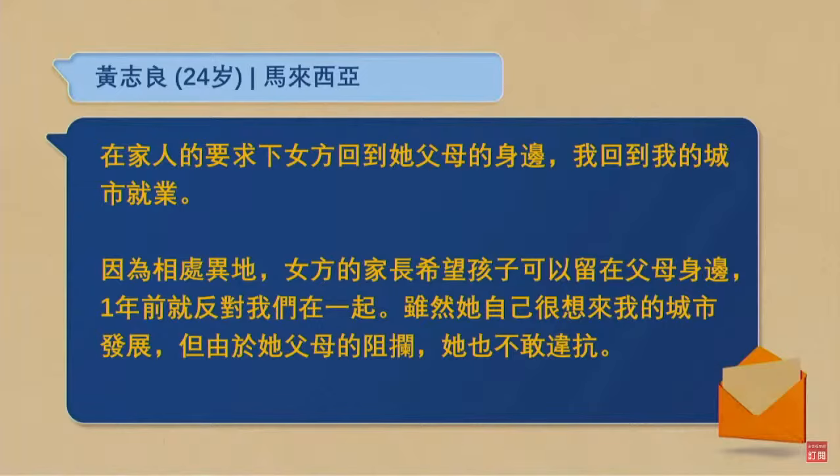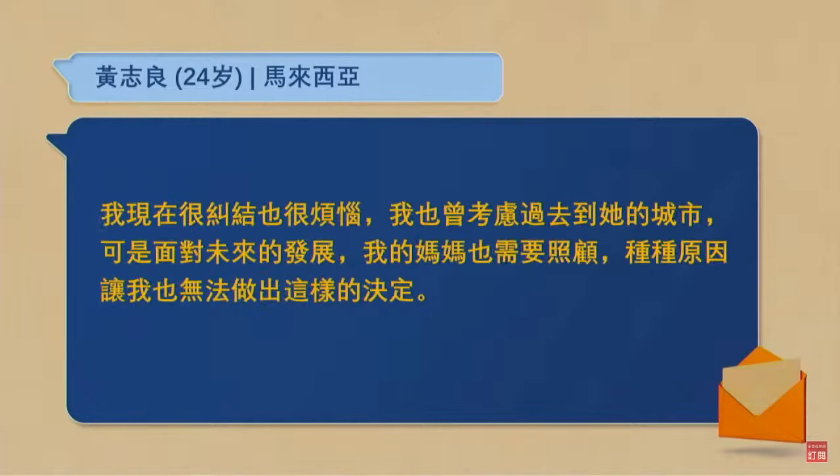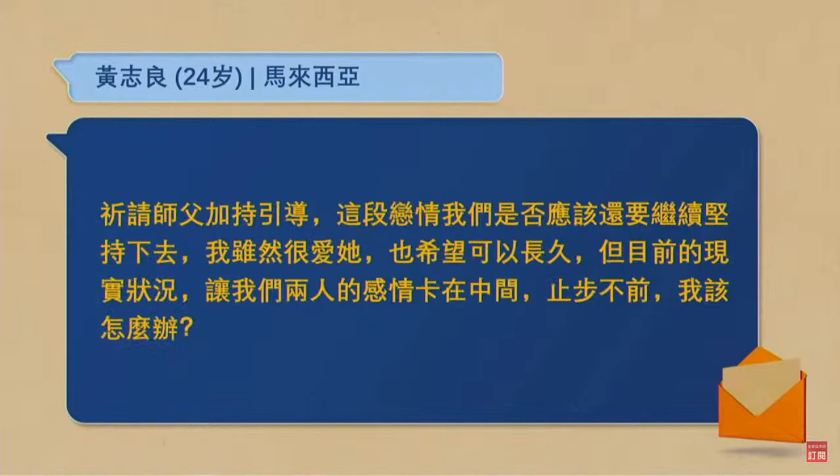Her parents wanted her to go back to her parents, and so they don't want us to be together. Even though she wanted to come to my city to develop, she cannot disobey her parents. And I'm also very frustrated because I want to look after my mom, and I also think about my future development, so I cannot go to her city.